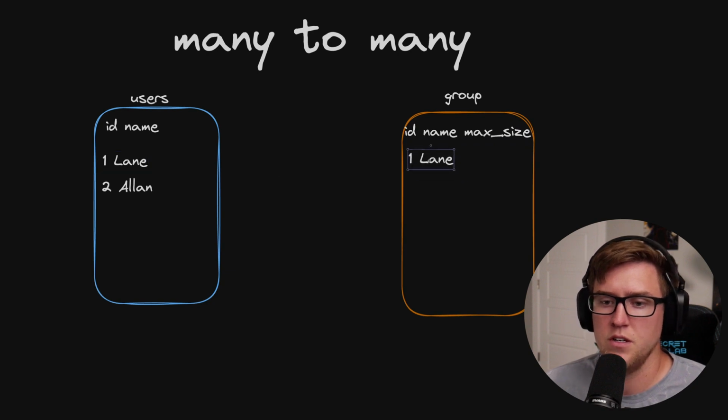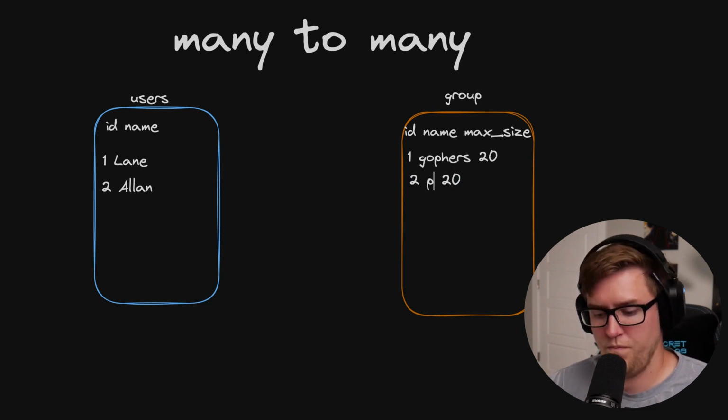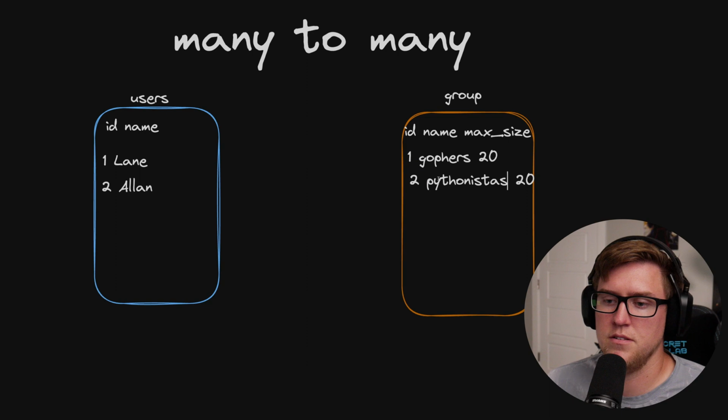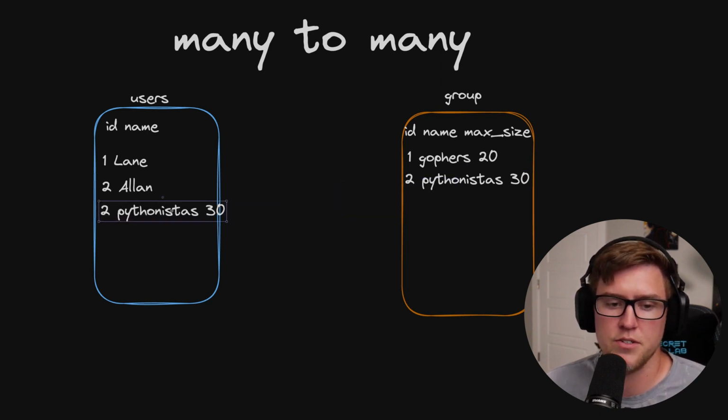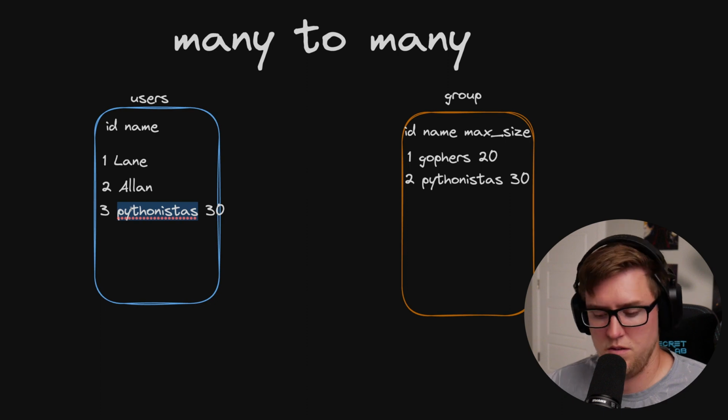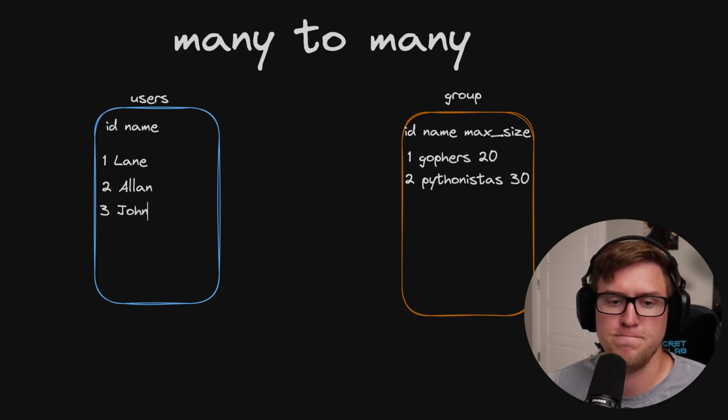So we can still use Lane and Alan, but we'll create a new group, call it Gophers, and it has a max size of 20. Then we'll create another group, Pythonistas, max size of 30. Okay, got a couple groups. And actually, just so that they're different, let's add a third group. No, let's add a third user. That'll be good. So this will be user number 3, name him John.